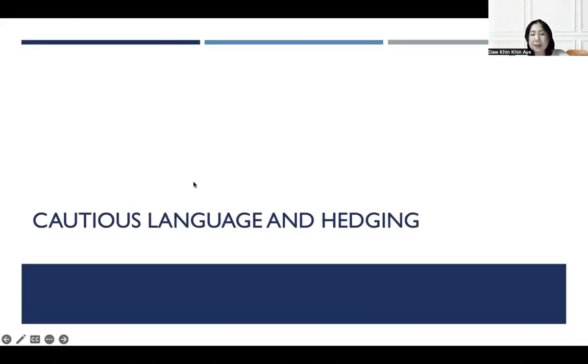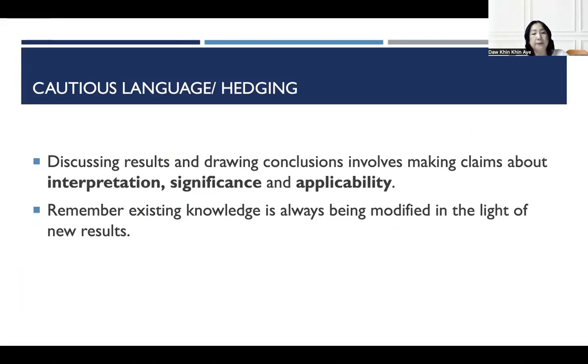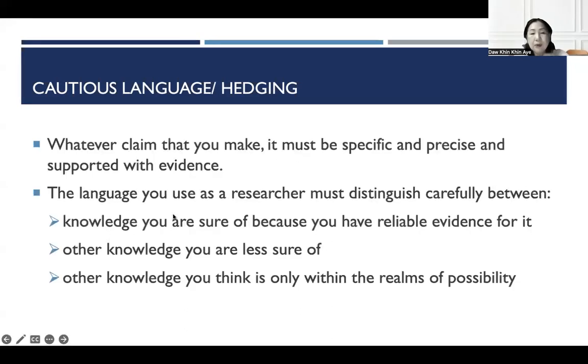Okay, now here in this case, cautious language and hedging. Because whenever you discuss, right, it is your interpretation, which may or may not be the same as other people's. So in that case, discussing results and drawing conclusions involves making claims about interpretation, significance, and applicability. Right? That's why you must remember that existing knowledge is always being modified in the light of new results. Okay, so when you interpret, right, that's why you need to use cautious language or hedging. Whatever claim that you make must be specific and precise and supported with evidence.